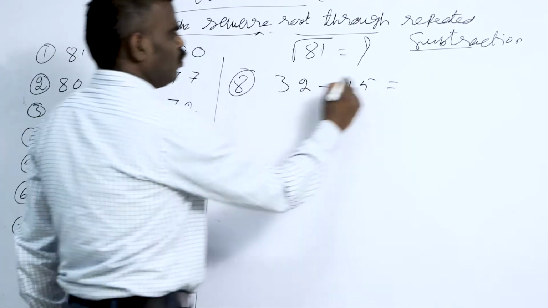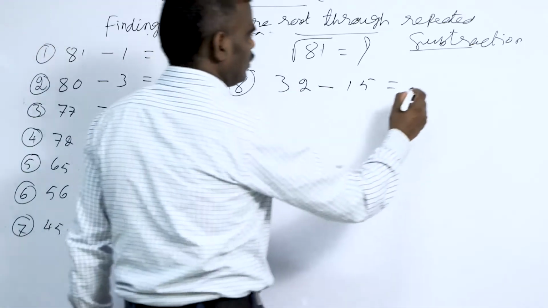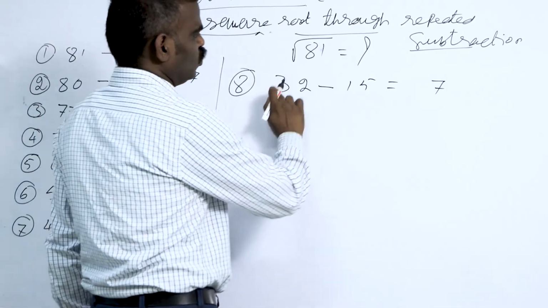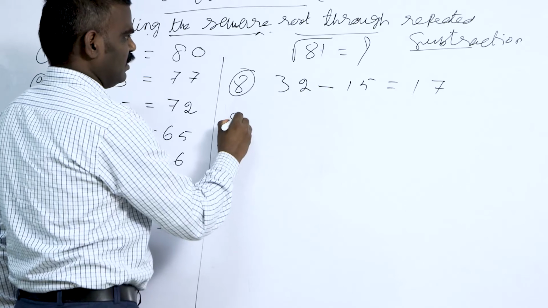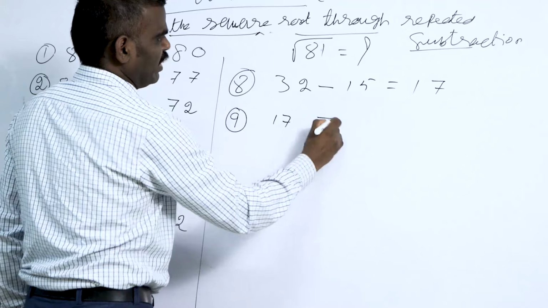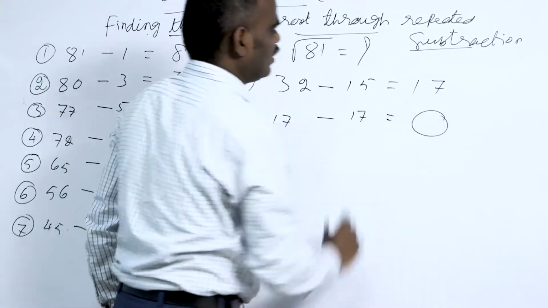Yes. So, 2 minus 5 cannot go, borrow 12. 12 minus 5, yes, 7. How much here? 2. 2 minus 1, 1. Next, 9th step. We have 17 minus, what is the next odd number? 17. 17 minus 17, 0.